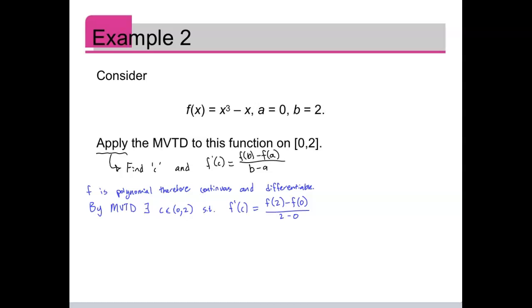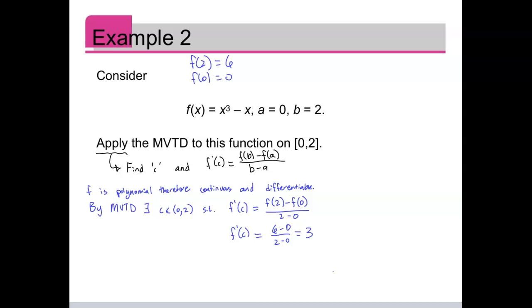All right, if we want to figure out where that happens, where is that value of c on the interval from 0 to 2, here's how you're going to do it. We're just going to continue to evaluate this equation. So f of 2, if I plug in 2 for x, what do I end up with? 8 minus 2, or 6. And if I plug in 0 for x, I get 0. So I'm going to have f prime of c equals 6 minus 0 over 2 minus 0, which is 3.